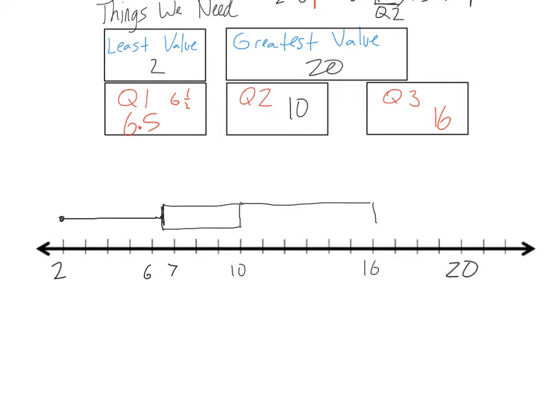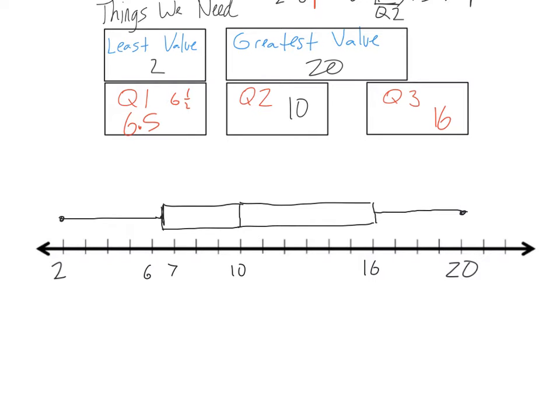You can start with a dot and then draw a line, whatever you want. And then lastly, we know we already graphed our greatest value, and that's going to be denoted by a dot, and that dot goes from the box to create our last whisker. So there you go. You just created a box and whisker plot.